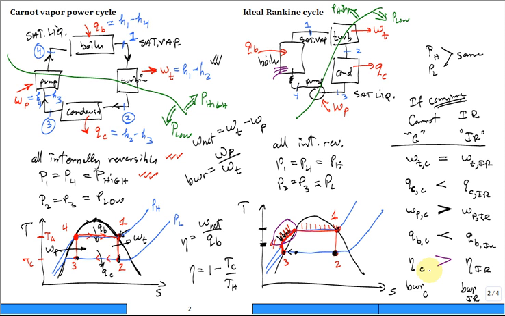Thermal efficiency. Now this one's the hard one, the back work ratio. What do you think? We had the same numerator for the back work ratio in both of them. The work of the turbine is the same, so that's the denominator, right? But we said that the pump for the Carnot was much greater. True? So what do you think? Which one has a higher back work ratio? Which one? Back work ratio's higher for the Carnot. True or false?